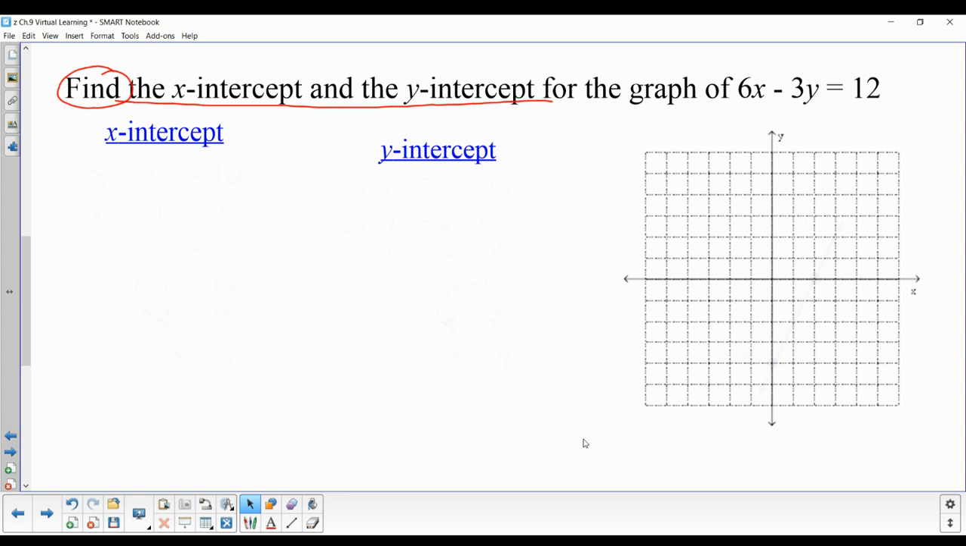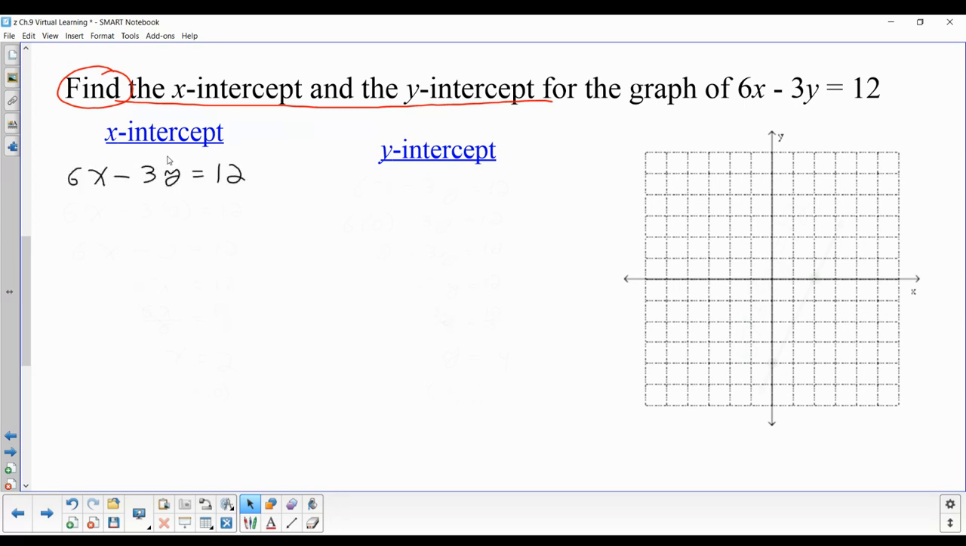In today's video, we are going to learn how to graph an equation not with a table, but with just the x and the y-intercept. To do that, we are first going to find the x and the y-intercept for the equation 6x minus 3y equals 12. So you start by writing the equation.